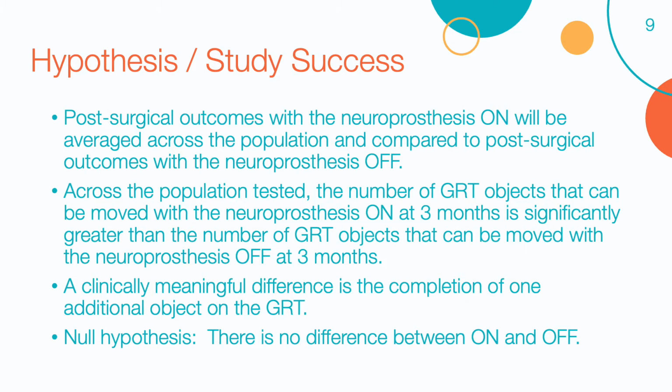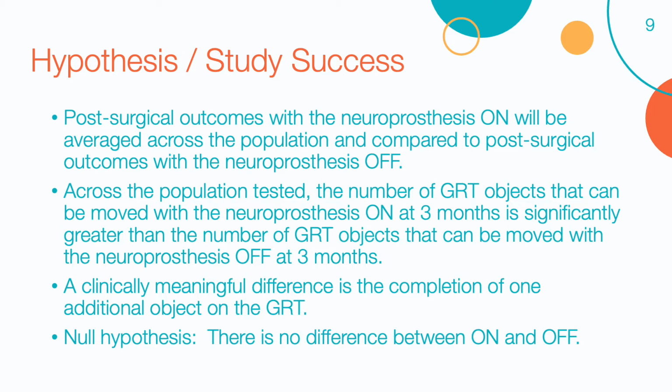To gauge success of the GRAND trial, post-surgical outcomes with the neuroprosthesis on will be averaged across the participants and compared to post-surgical outcomes with the neuroprosthesis off. Our null hypothesis is that there is no difference between outcomes with the NNP on compared to off.